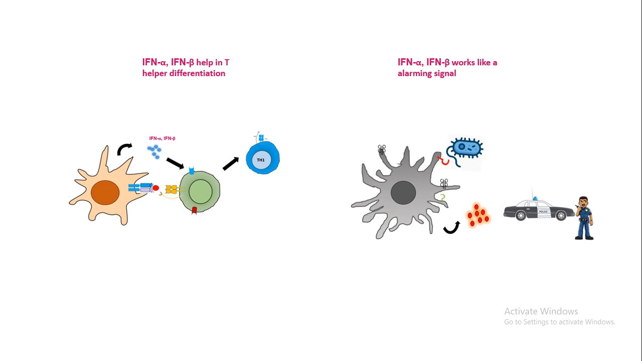Now, interferon alpha and beta help in T helper cell differentiation, switching the naive T helper cell's fate toward Th1 CD4 positive T cell. Interferon alpha and beta also work like alarm signals. Macrophages and dendritic cells secrete interferon alpha and interferon beta, which in turn alarm the nearby cells to come to that particular location.